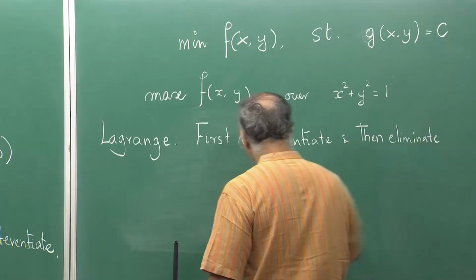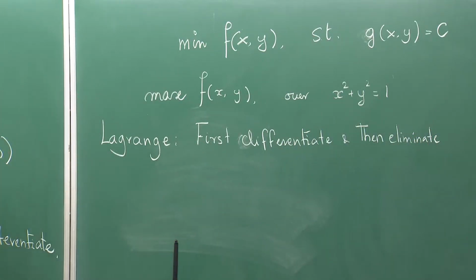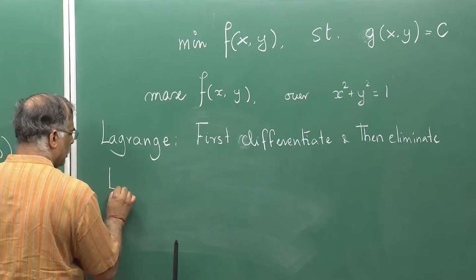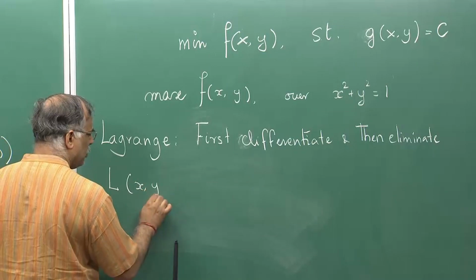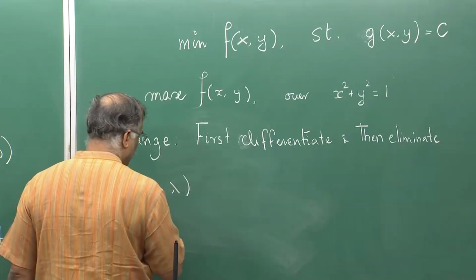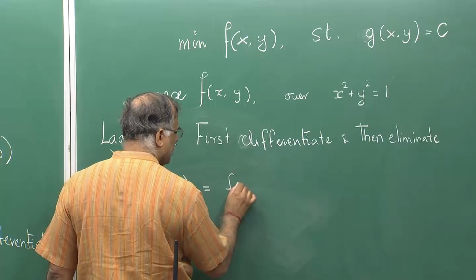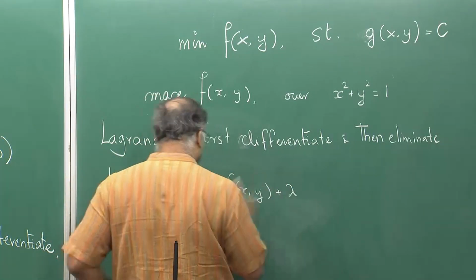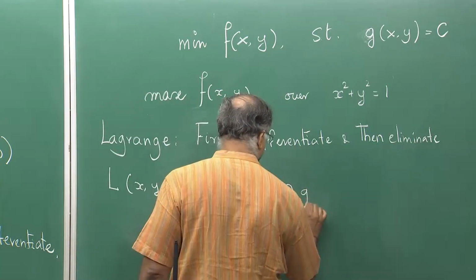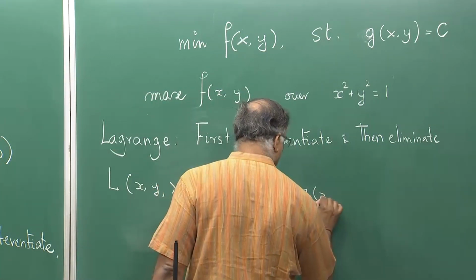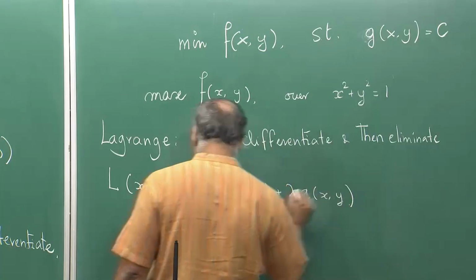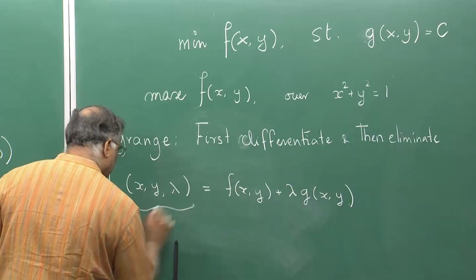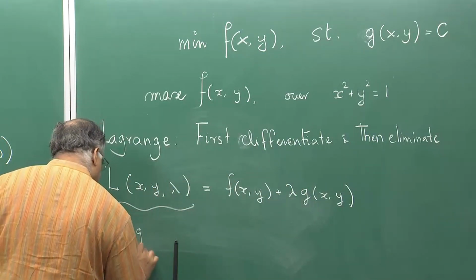What he does is he forms a function called the Lagrangian function, where he writes a combined function of the objective and the constraint with a multiplier associated with the constraint function, where this lambda is usually called the Lagrange multiplier. So this function is often called the Lagrangian function.